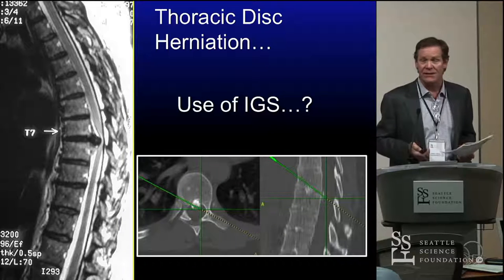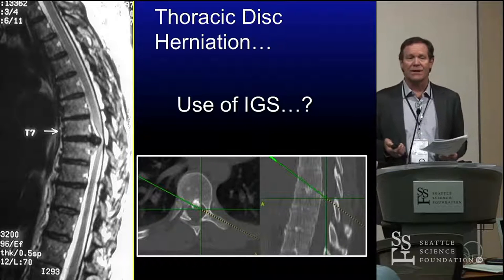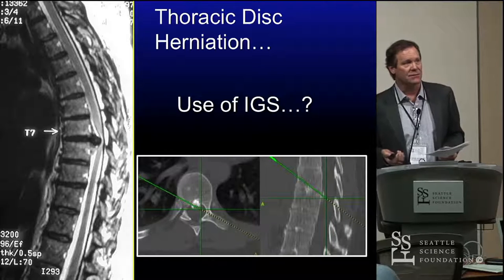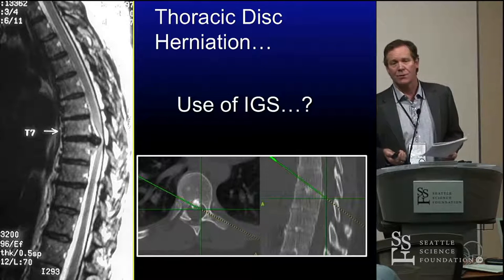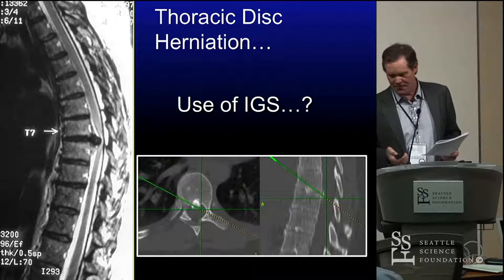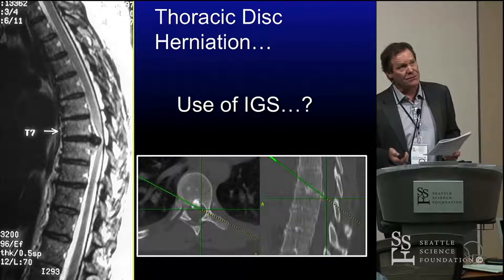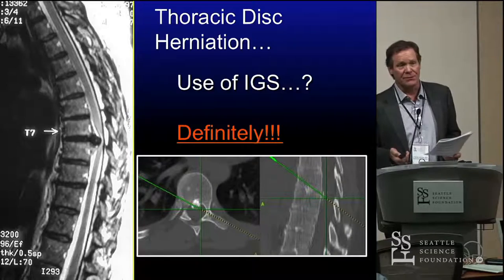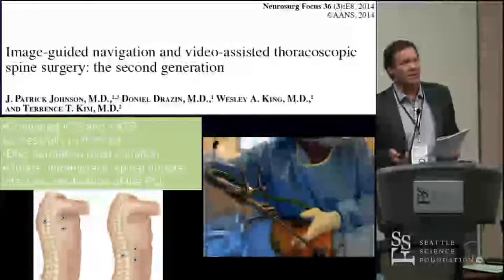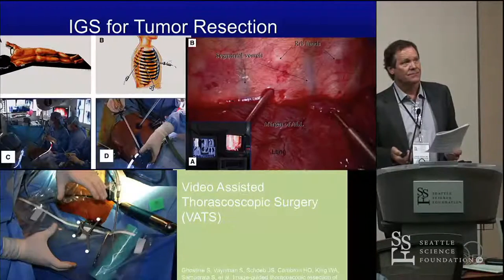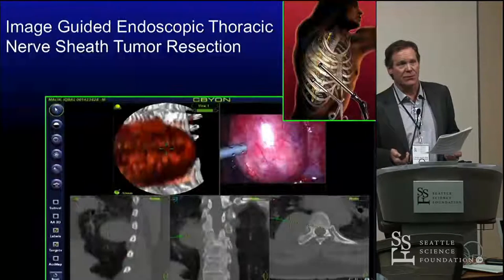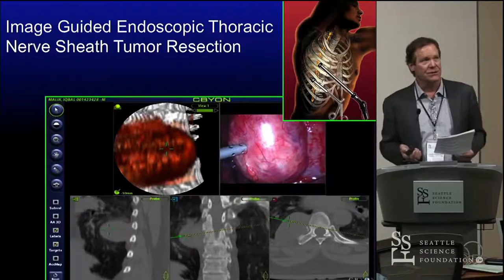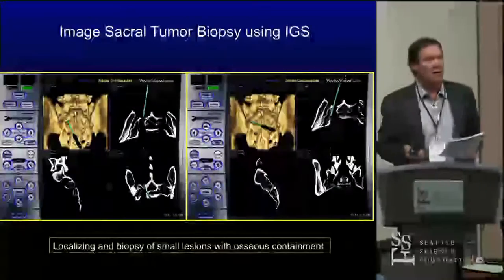How about a thoracic disc? We do these with an endoscope. I do endoscopic thoracic discs, and this is a midline disc. It's a big one and a bad problem. So we put a reference frame on the back of the patient, and then we do a spin with the patient on a Jackson table. Definitely do use image guidance for this. In fact, we published a paper about it. Tumors in the chest, we do with an endoscope as well. Here's a big nerve sheath tumor that's in the chest. We'll take these out as well.